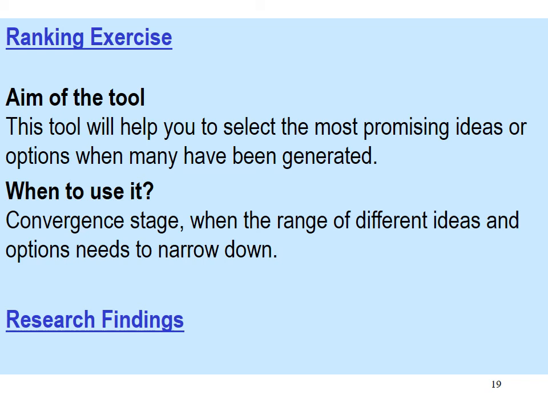And we convert it into weightage. Ranking, for example, Mr. X gives 1 to the irrigation project, gives rank 1.